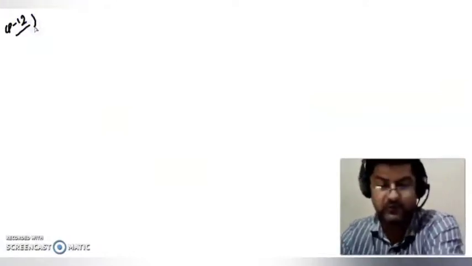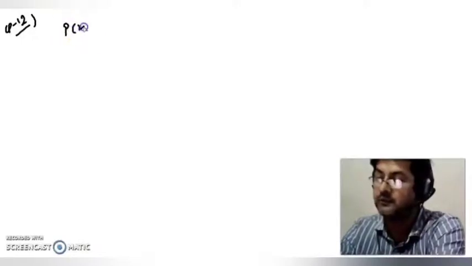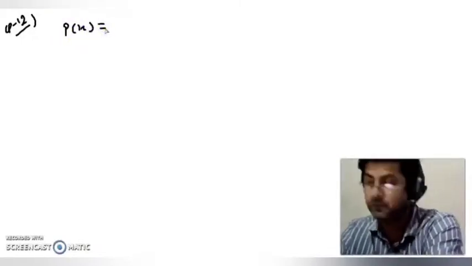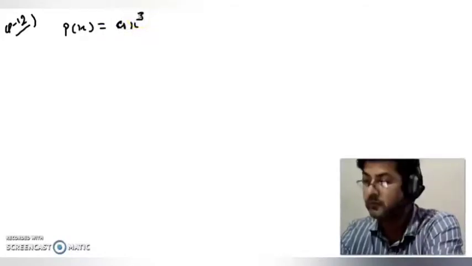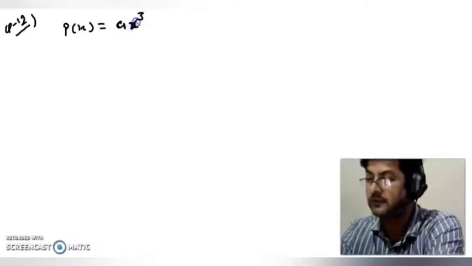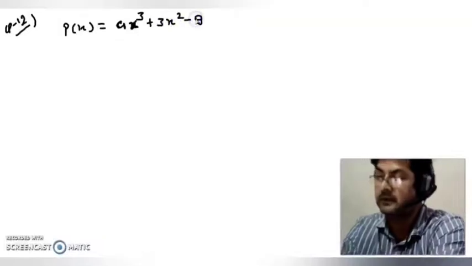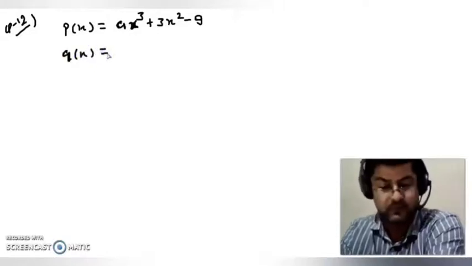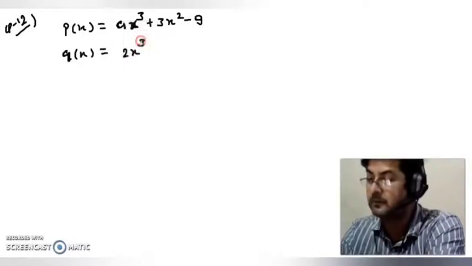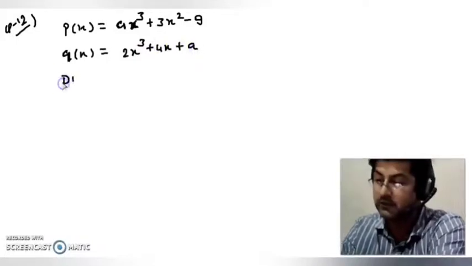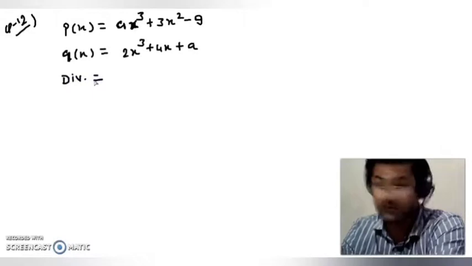In question number 12, we are given two polynomials. Say the first polynomial is p of x, P of x is equal to ax cube plus 3x square minus 9, and q of x is equal to 2x cube plus 4x plus a. The divisor over here is x plus 3.